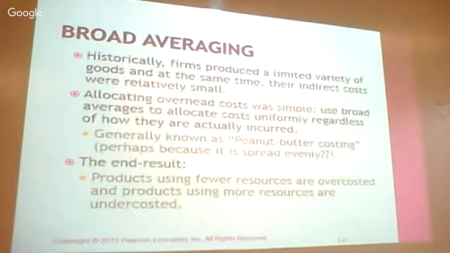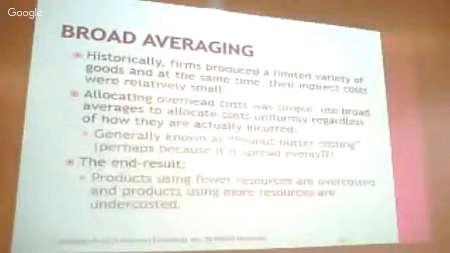Now, broad averaging. Historically, firms produce a limited variety of goods, and at the same time, their indirect costs were relatively small. Allocating overhead costs was simple. Use broad averages to allocate costs uniformly, regardless of how they actually occurred. It's called peanut butter costing, because basically you're taking the amount and spreading it over evenly. You know how you use the knife and spread the peanut butter on your bread? You're spreading it over evenly. Same concept.